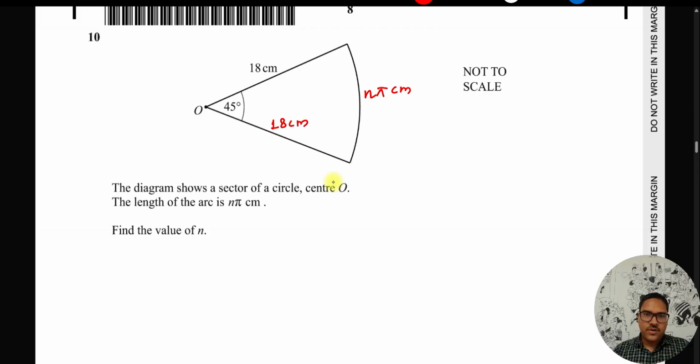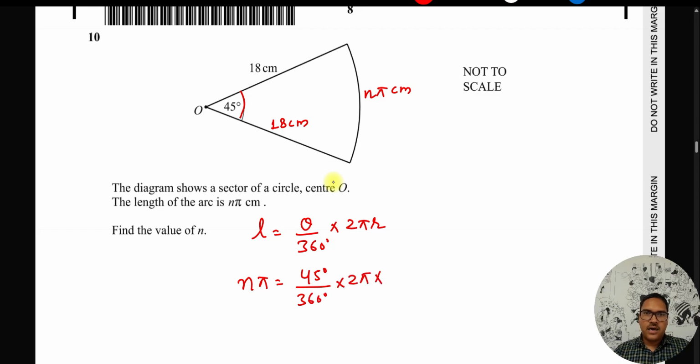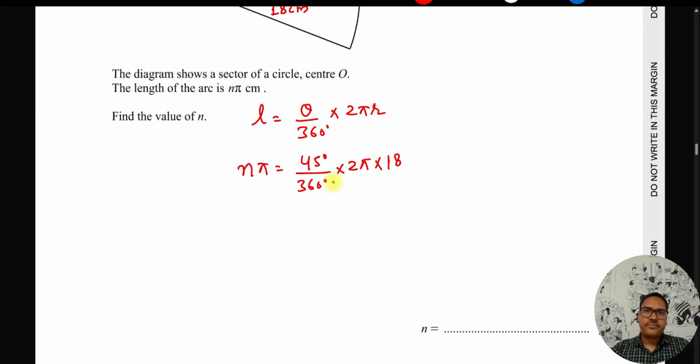Now what is the length of the arc? Let's say this is L. This is equal to theta upon 360 degrees, where theta is the angle subtended, into 2 pi r. Correct? Now here this is given as n pi. Theta is 45 degrees divided by 360 degrees, into 2 pi, and r is 18, right? So now we just have to solve this equation. You can see here this pi I can cancel. So n is equal to 45 degrees.